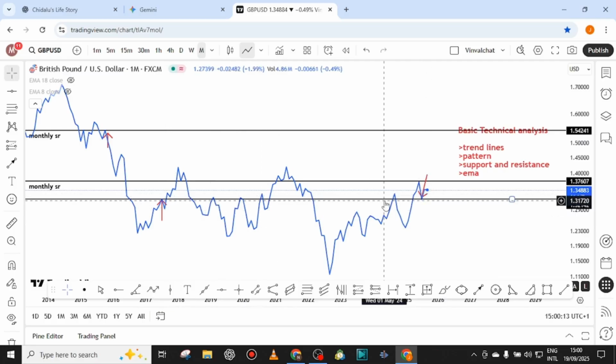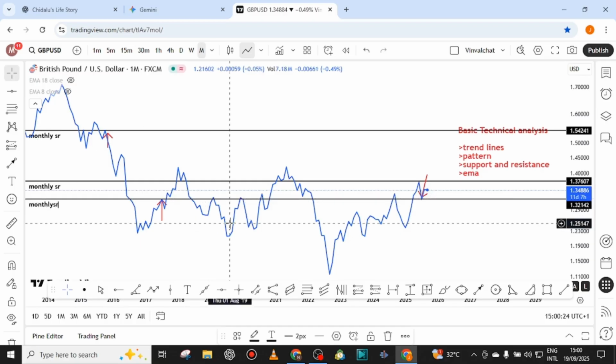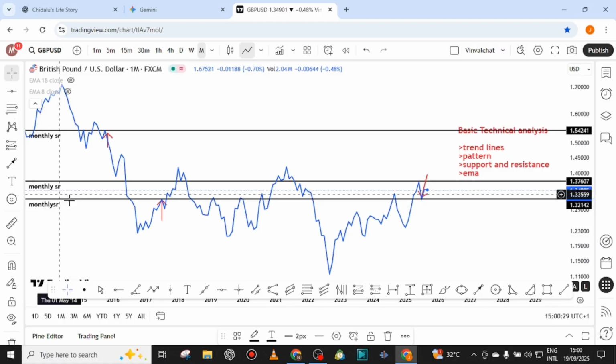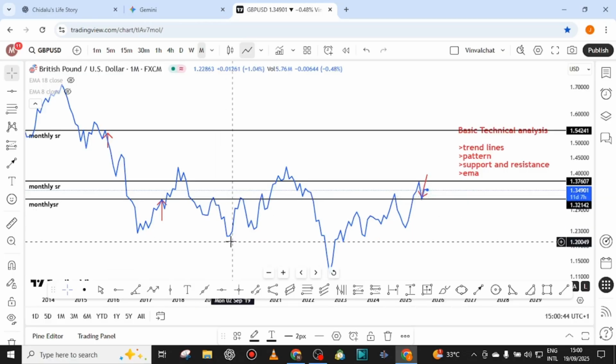So this is how you keep on doing it. You click the line, you type monthly SR as well. So you keep on doing this. Make sure you mark a lot of points that have this. But please take note, make sure you don't congest this line. When you congest this line, you are going to have a lot of monthly SR, and this will confuse you when trading. So make sure there is space in your monthly SR.